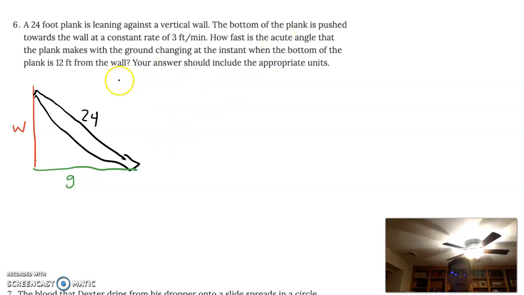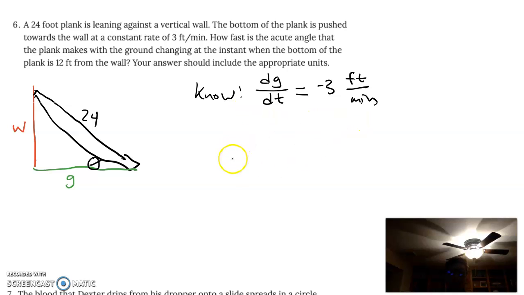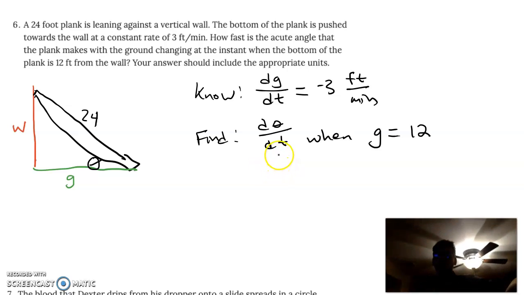But they're telling us that the plank is being pushed towards the wall at a constant rate of 3 feet per minute. So this is going to be getting smaller. So over time, that ground distance is getting smaller at negative 3 feet per minute. We've got the acute angle the plank makes with the ground changing. How fast is that angle changing at the instant when the plank is 12 feet from the wall, or G equals 12 in our diagram? So find d theta dt.